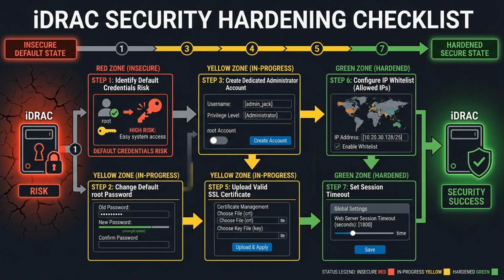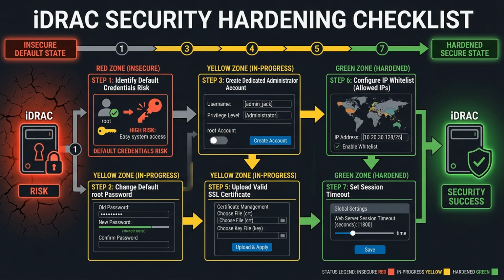Never leave iDRAC running with default credentials. The default username is root and the default password is Calvin. Attackers actively scan for exposed iDRAC ports on the internet. Step 1. Change the default root password immediately after setup. Step 2. Create a dedicated admin account with a strong password. Step 3. Disable the default root account after creating yours.